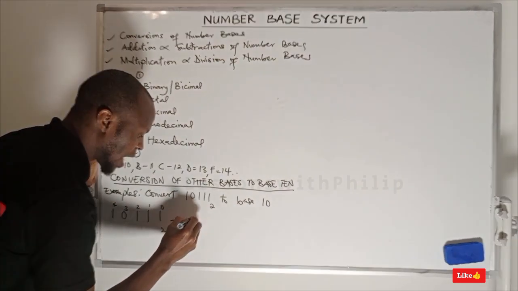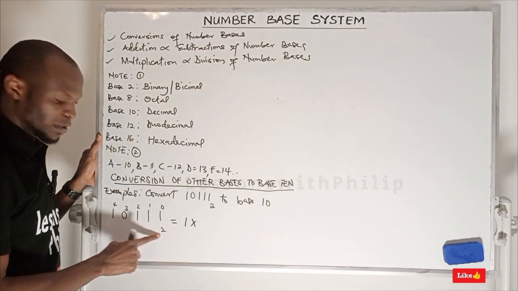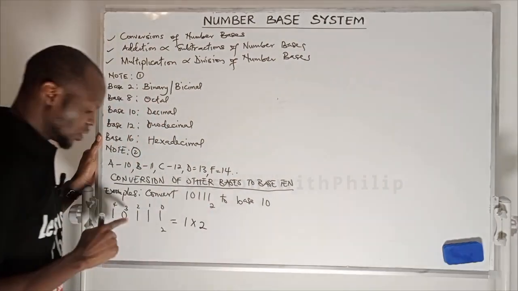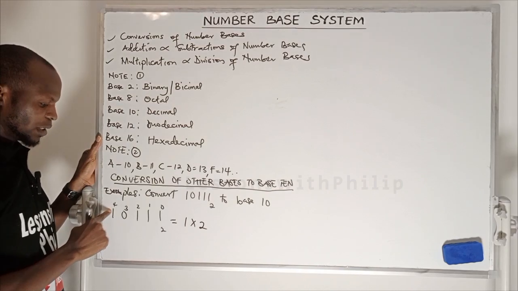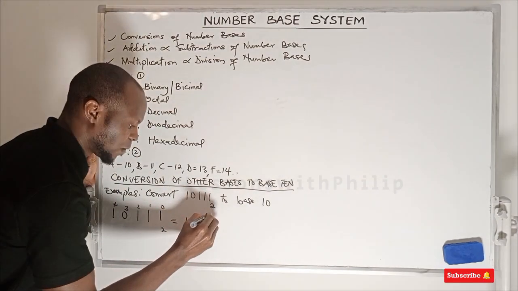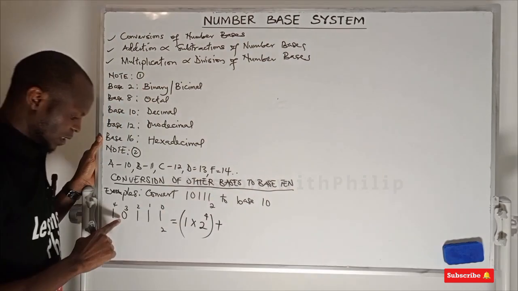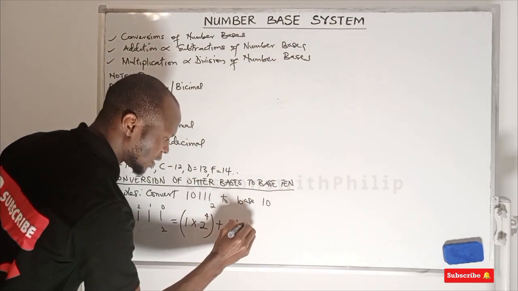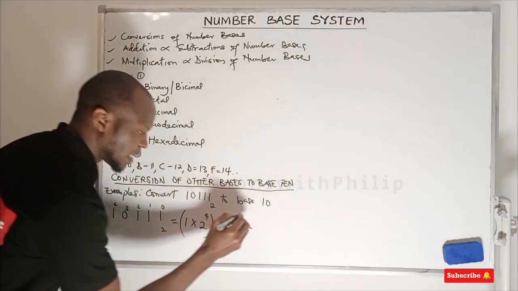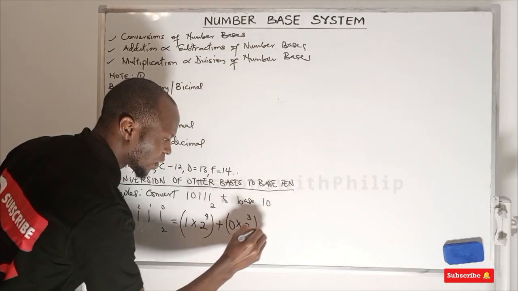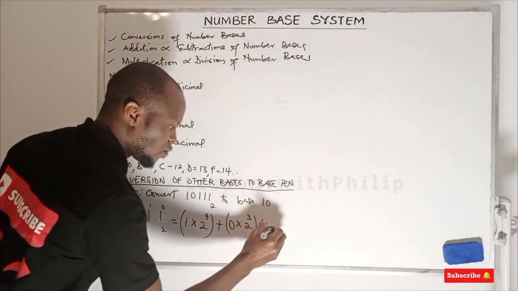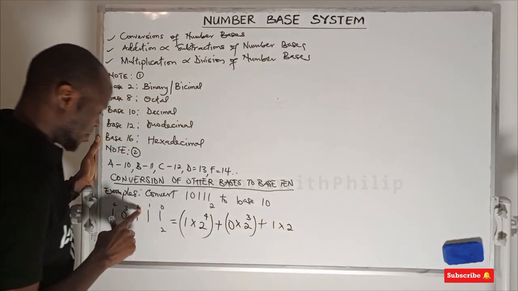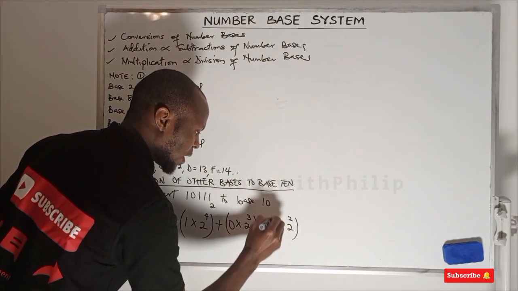You start from the last digit, which is 1. It will be 1 times, what is the base? The base of this number that you are asked to convert is base 2, so that is times 2 raised to power 4. Plus the second digit, which is 0: that will be 0 times base 2 raised to power 3. Plus 1 times base 2 raised to power 2.